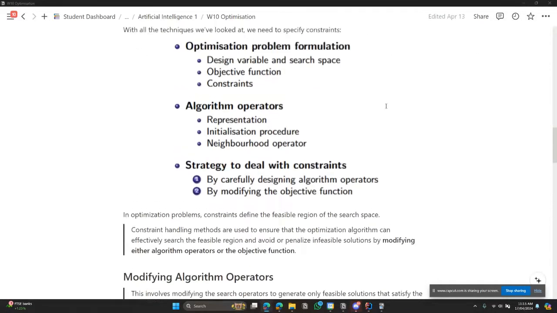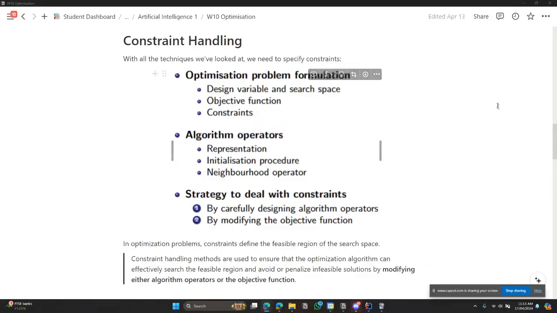This is what I was talking about. If you can see the screen here, these are the things that we need to mention. As we said already for the optimization problem, the four things are design variables and search space, the objective function, and the constraints. It's still four things. So for the algorithm, we need to define the algorithm operators, which include the representation, which means what kind of data type. Initialization procedure was one of them.